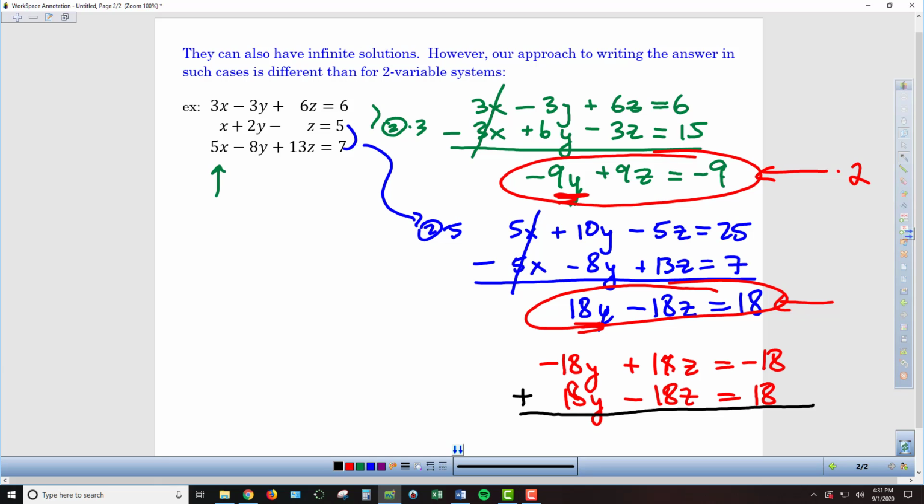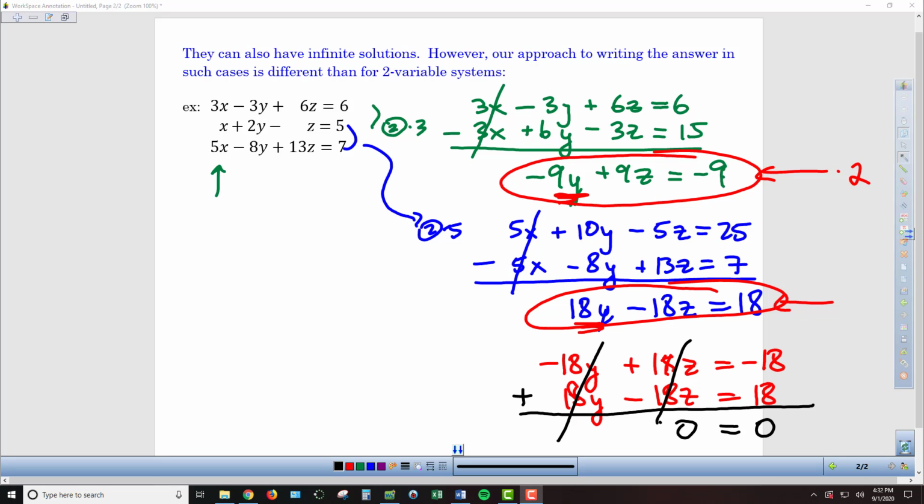And so hopefully what we see happening here is when I add these two equations, negative 18y plus 18y, gone. 18z plus negative 18z, also gone. So on this side I'm getting 0, but unlike the last example where we got a nonsense statement, here negative 18 plus 18, I get 0 on the other side as well. And so this tells me that I have infinite solutions to this system of equations.